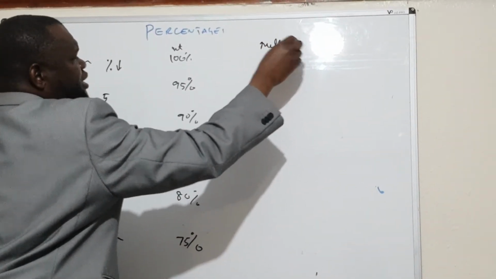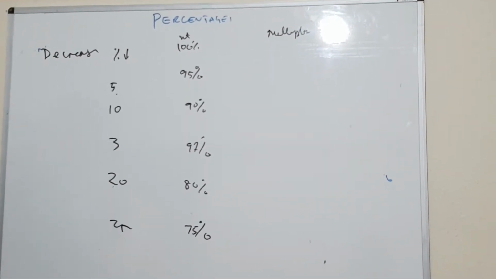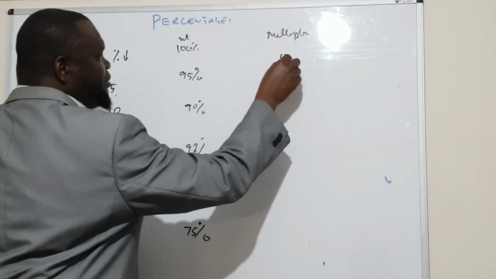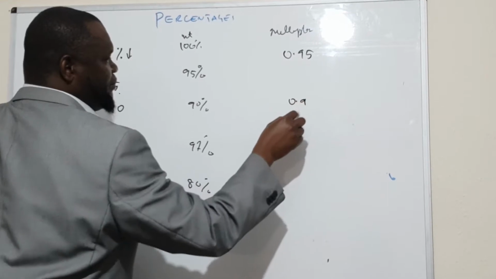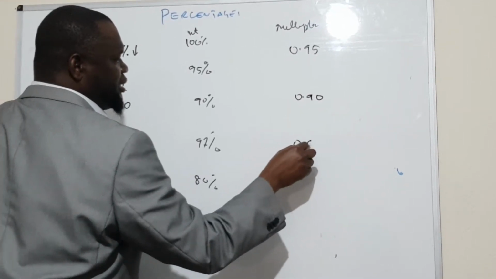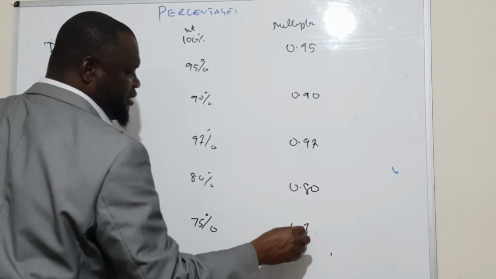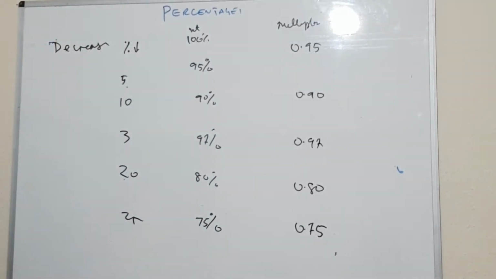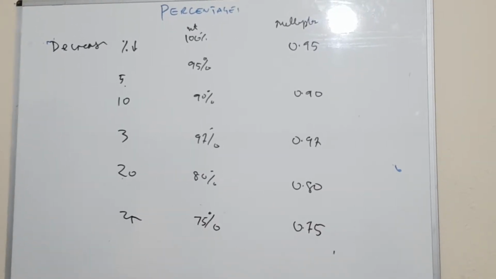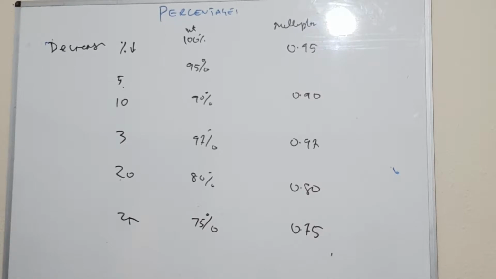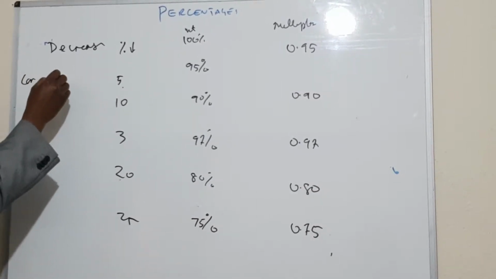So in terms of multiplier, what do you multiply with to get the figure without going round finding the percent and deducting? 0.95. You multiply that figure by 0.95. Okay? This is 0.9. This one 0.97. This one 0.80. This one 0.75. So you see the link between decimals and percentages? Yes. Let's take one example. The price of a car again was £6,000.